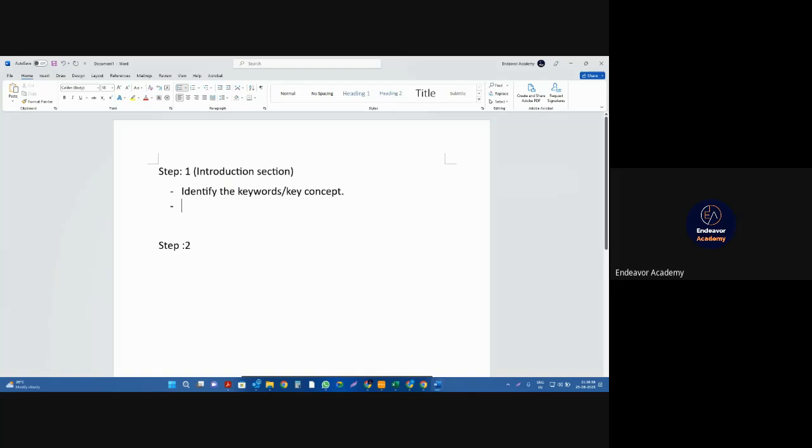After I identify the key concept, I will provide the definition of the key concept. This will be the second thing that I will do in step one. The third thing is I will provide the formula of the key concept. So this is the approach that I will follow in step one.